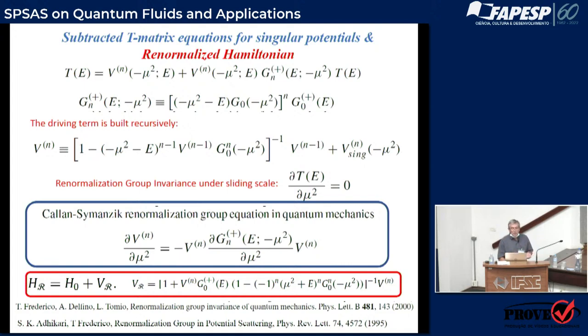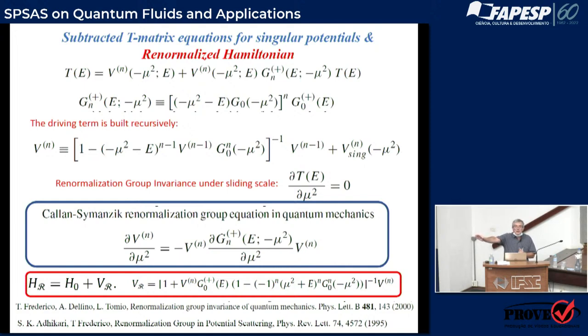So we are able to rewrite the transition operator in a subtracted form. Because if you remember, when we fixed the bound state condition, we did a subtraction. But we can generalize that to any order. And this is just formal manipulation. But when we do that, we have to fix what we call the renormalized potential at some scale.